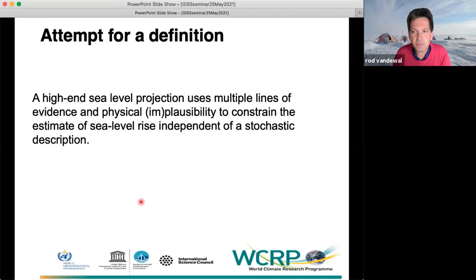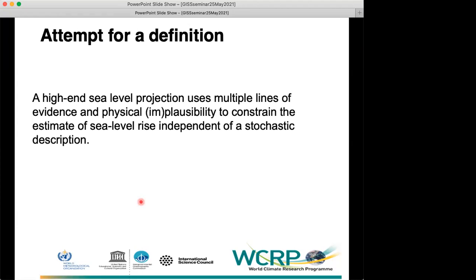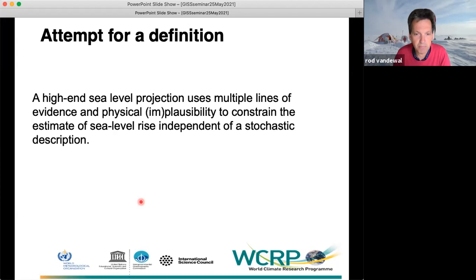So an attempt for a definition, because this is a kind of a tricky term, I think: a high-end sea level projection uses multiple lines of evidence and physical implausibility to constrain the estimate of sea level rise independent of a stochastic description. I've made up this definition recently, so it's still a little bit floating, I would say, but it acknowledges the fact that sea level projections are only partly stochastic and partly deterministic, but you never capture everything in the projection itself, and you need to know your limitations. And the fact that you never capture all the physical processes means that you cannot completely treat it as a stochastic variable.